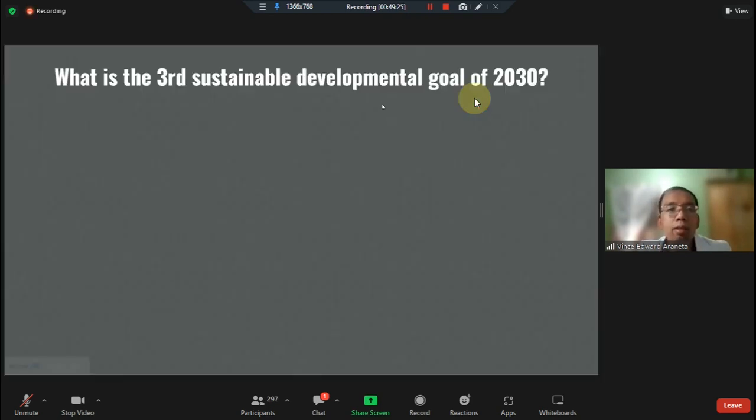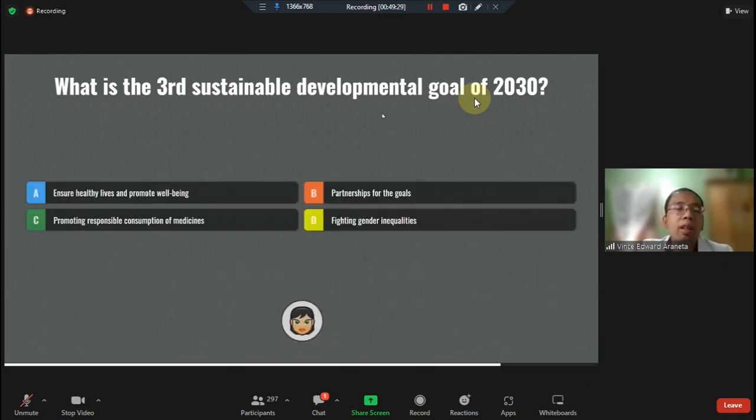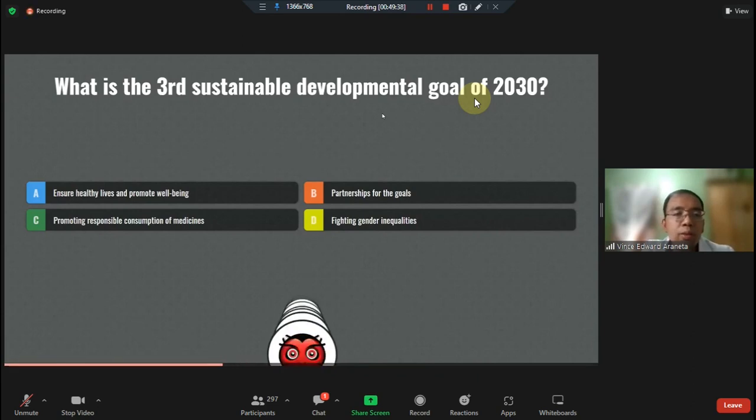Let's start. What is the third sustainable development goal of 2030? A. Ensure healthy lives and promote well-being. B. Partnerships for the goals. C. Promoting responsible consumption of medicines. D. Fighting gender inequalities.